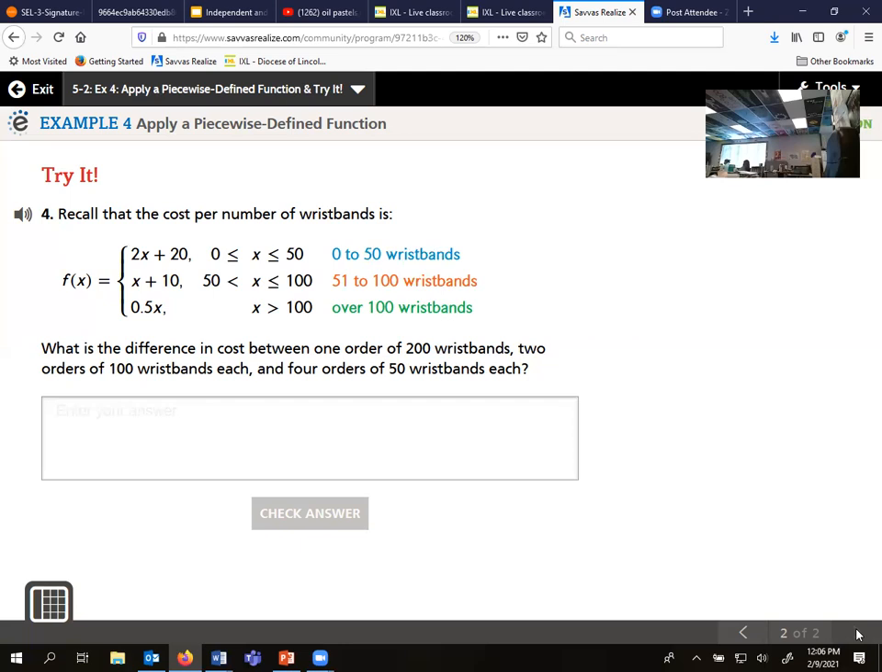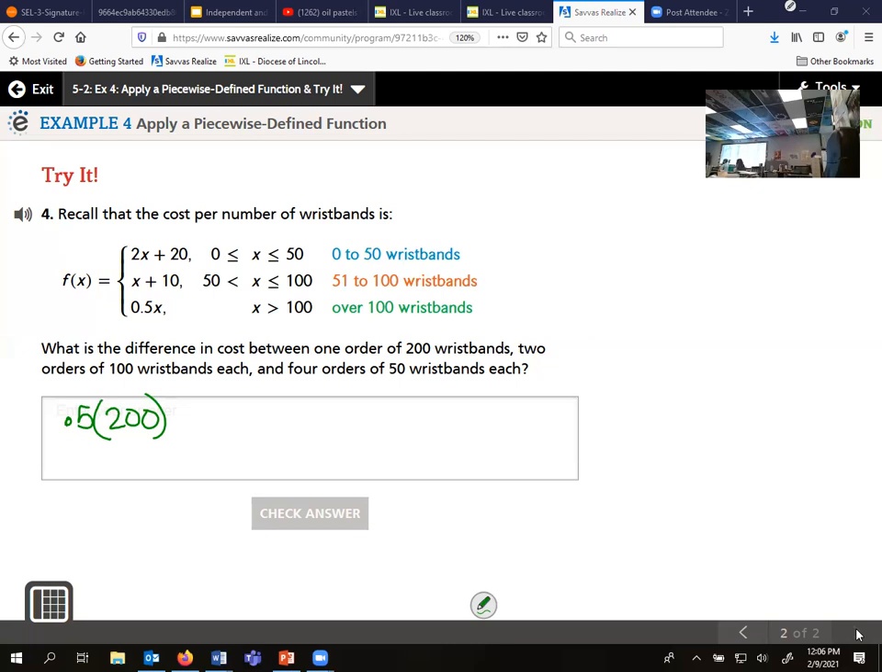Okay, so this is similar, same wristband thing. What is the difference in cost between one order of 200 wristbands, 2 orders of 100 wristbands each, and 4 orders of 50 wristbands? Okay, so let's say, altogether, this is 200 wristbands. 2 orders of 100, how many wristbands altogether? 200. 4 orders of 50 would be how many? 200. So that's 4 different ways to get 200.